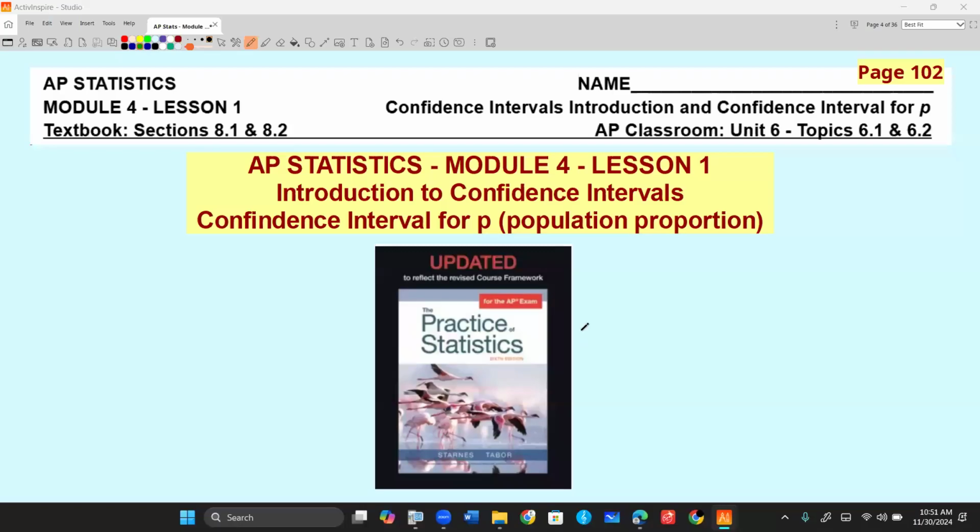Welcome back, students. We're going to be learning about confidence intervals today. This will be Module 4, Lesson 1, Introduction to Confidence Intervals and a confidence interval for a population proportion. You can find this on page 102 of your notes.